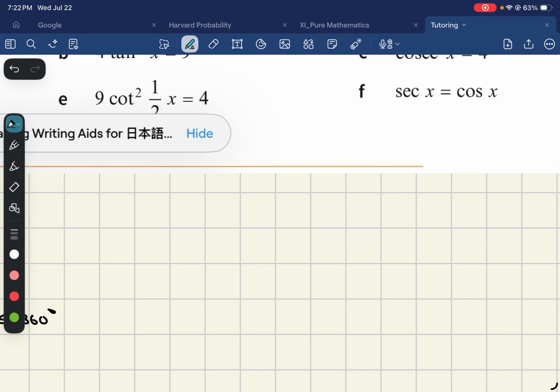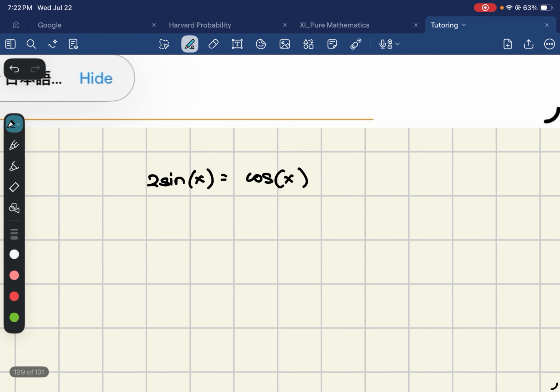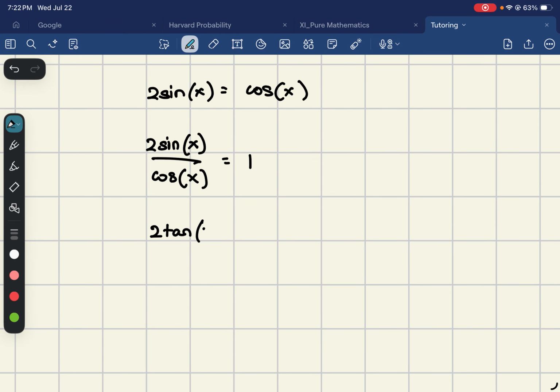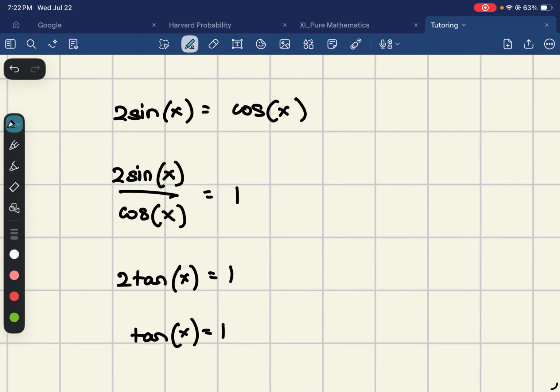5b says 2 sine x is equal to cos x. 2 sine x is equal to cos x. All right, very similar. So let me divide both sides by cos x. If I divide both sides by cos x, I get this expression, or I can write it like this, which just means tan x is equal to 1 over 2. However, there is one assumption I'm making. I cannot divide by 0. So therefore, cos x cannot be equal to 0.